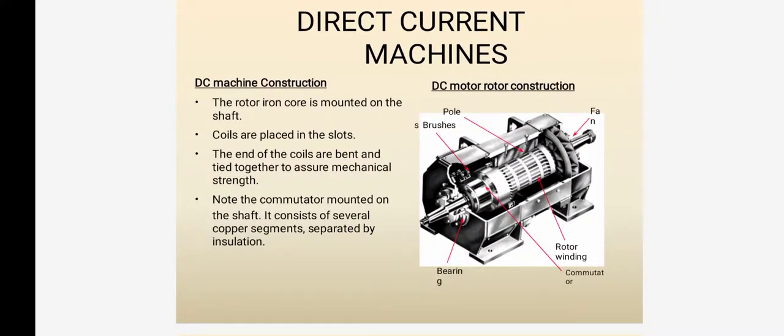Then this is the cross-sectional view of the DC motor. The rotor's iron core is mounted on the shaft. You can see the rotor. Coils are placed in the slots. The end of the coil is bent and tied together to assure mechanical strength. Note the commutator mounted on the shaft. It consists of several copper segments separated by insulation. You can see all of it shown here in this cross-section view of the DC motor.